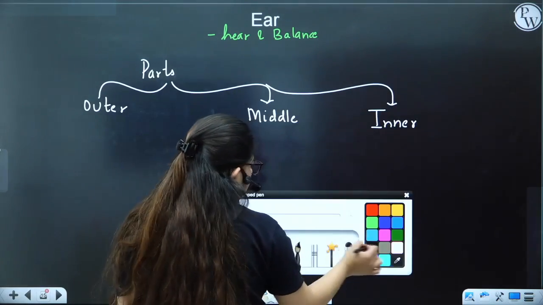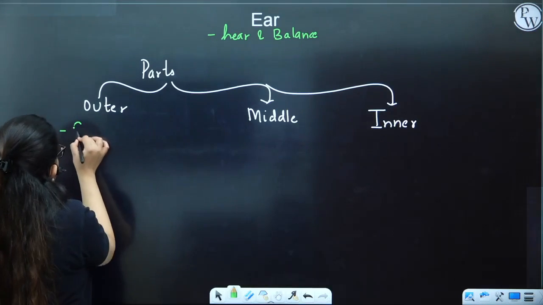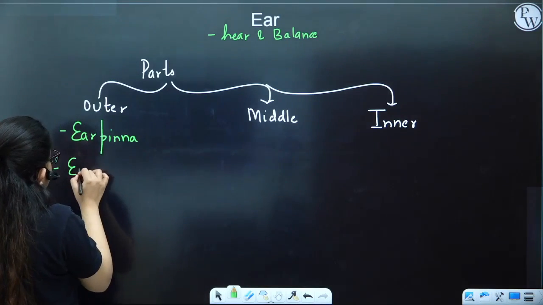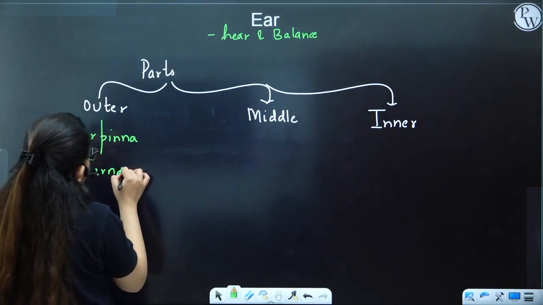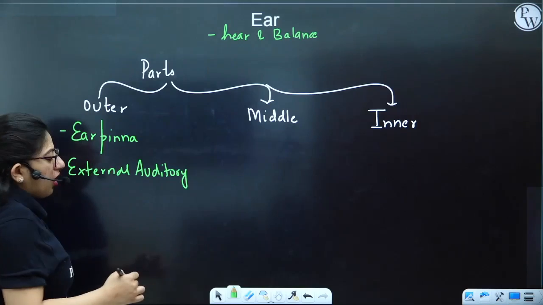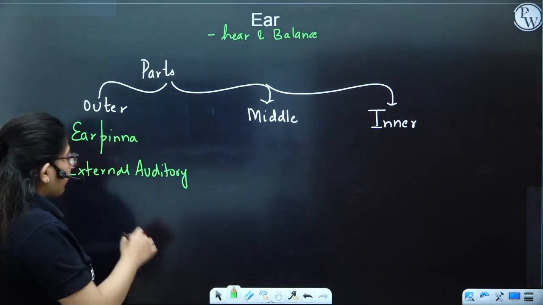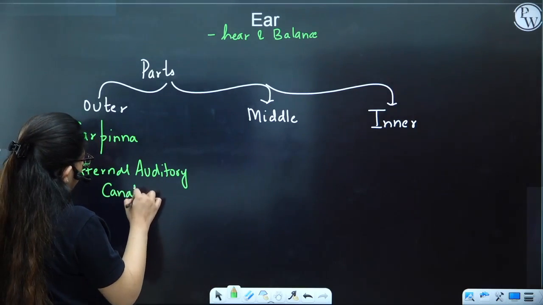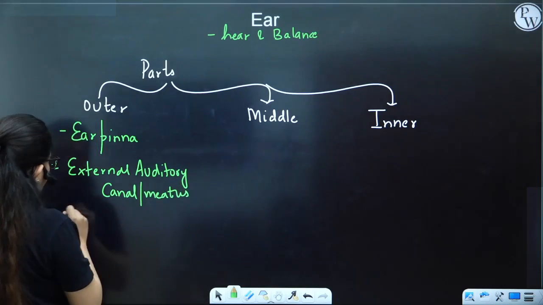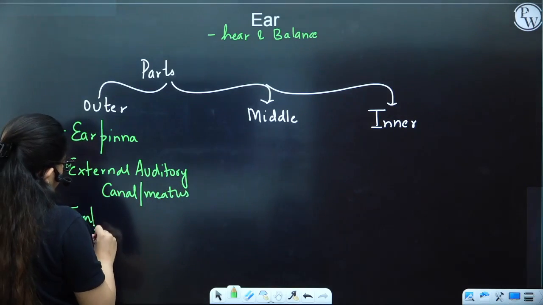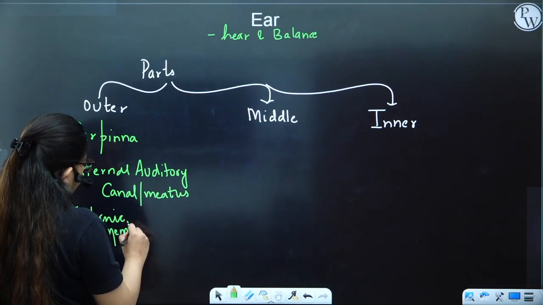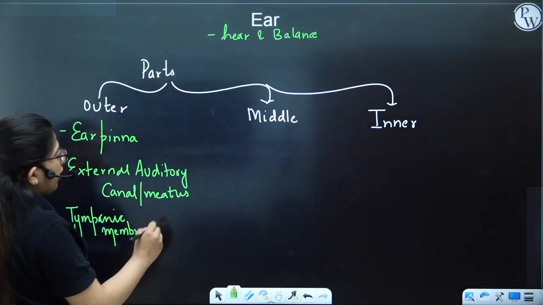The outer ear consists of the ear pinna, the external auditory canal. I'm just telling you the names of all these; how they look, we'll be doing that. And the meatus as well, the opening of the canal, and the tympanic membrane. So we have three parts in the outer ear.